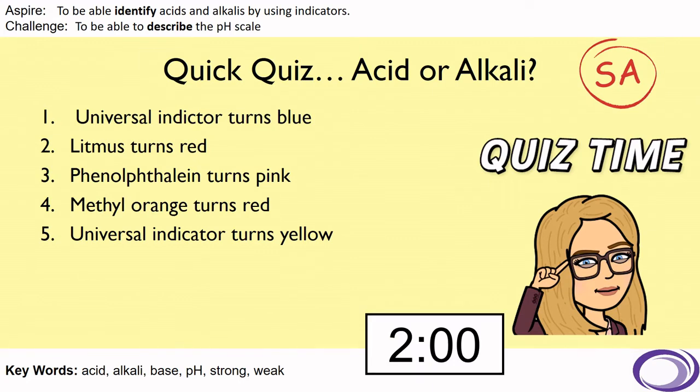Now, a little quiz based on what we've just discussed about indicators. I've put some questions on the screen. I just want you to tell me whether that substance would be an acid or an alkali.